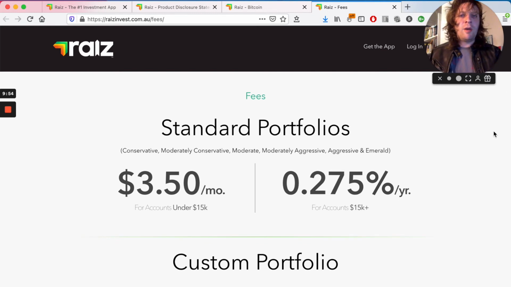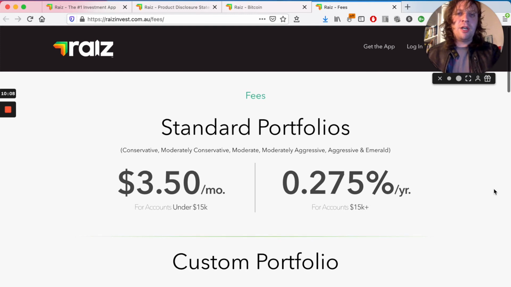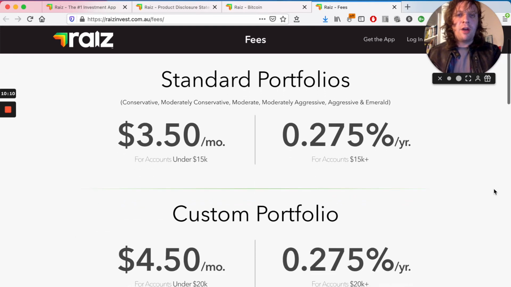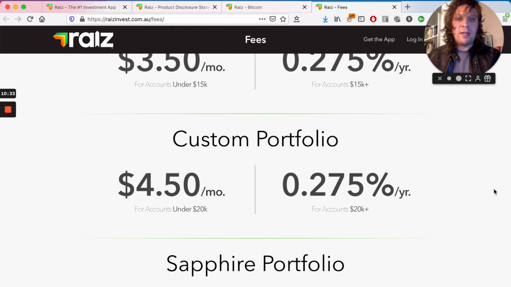But that's only for one of the standard portfolios. Raiz also gives you the option to mix and match the different portfolios if, say, aggressive or conservative doesn't really fulfill your goals. But at the same time, they charge you more for this privilege. So if you go for the custom portfolio, you'll instead pay $4.50 a month, and that's for balances under $20,000, not $15,000. And once you go over $20,000, you are charged the same fee, 0.275% per annum.